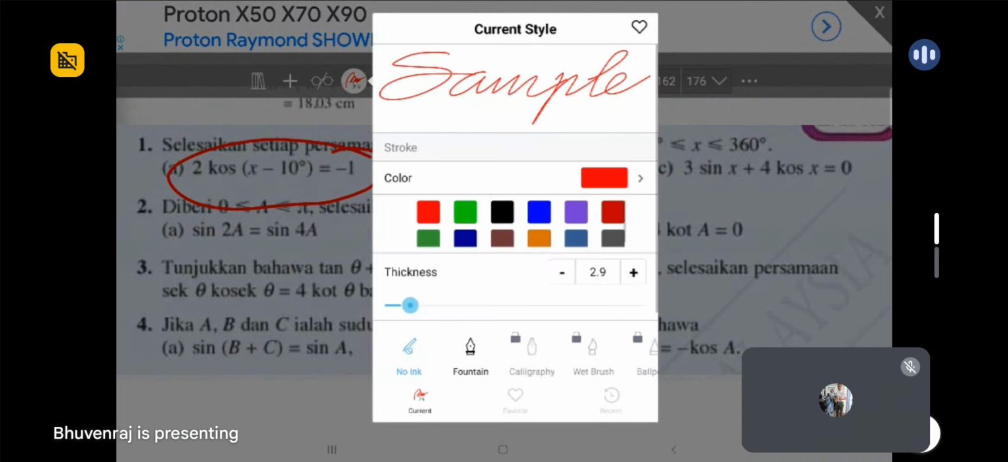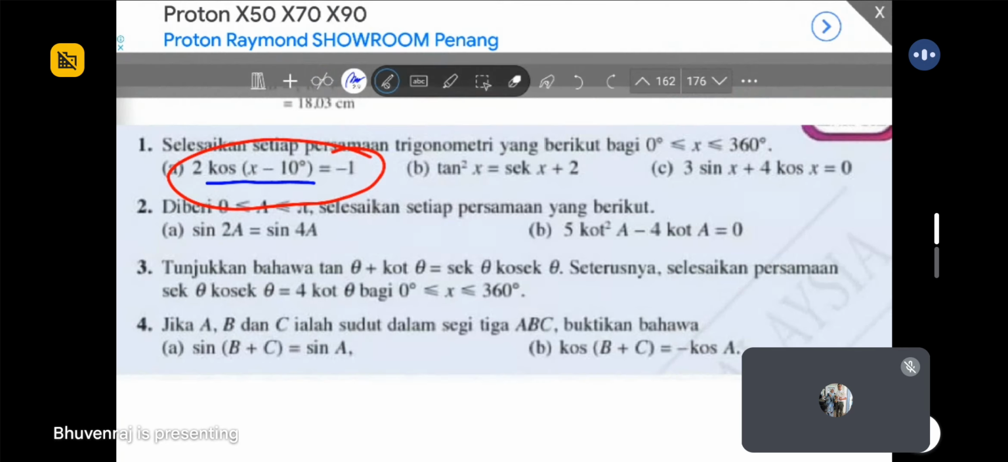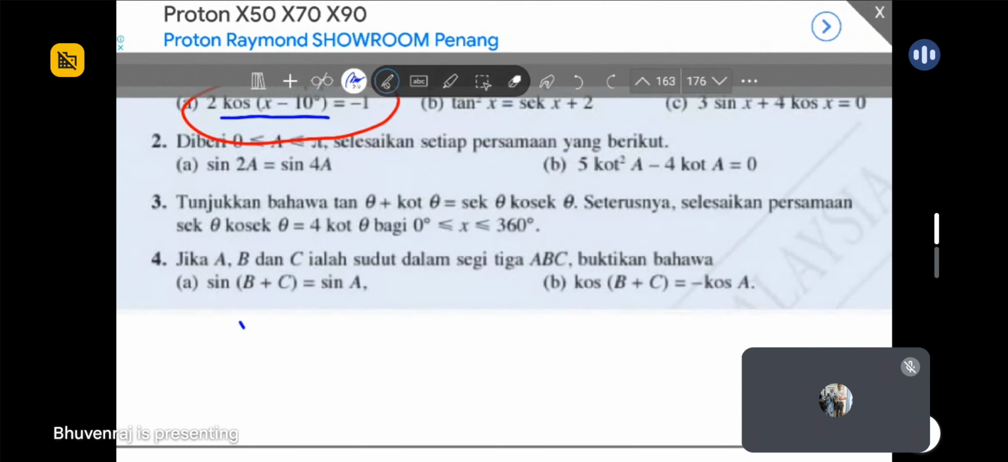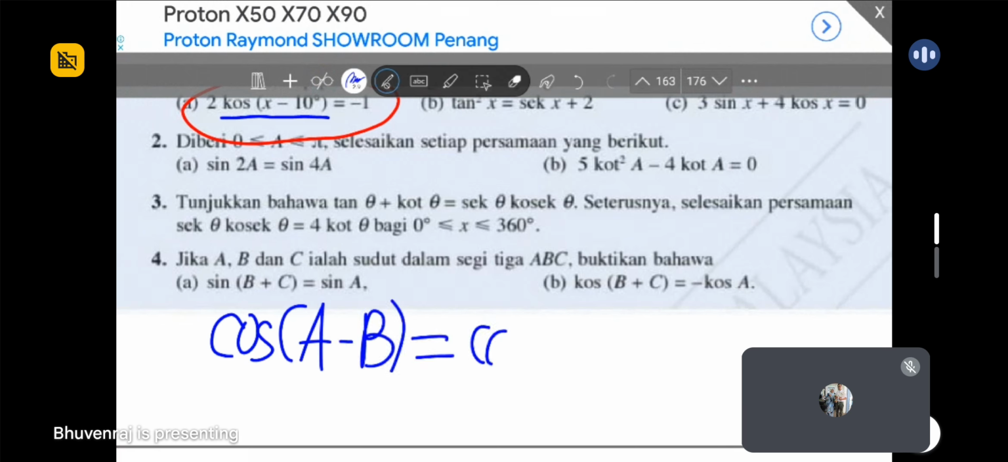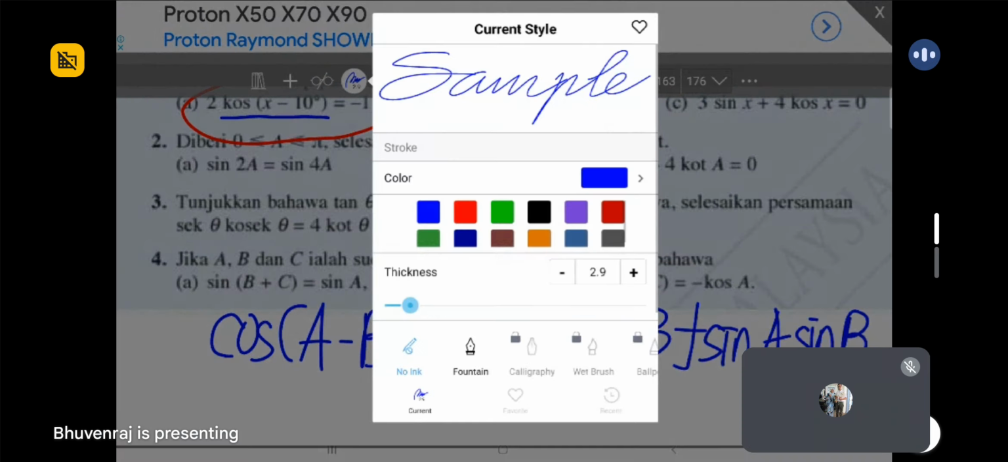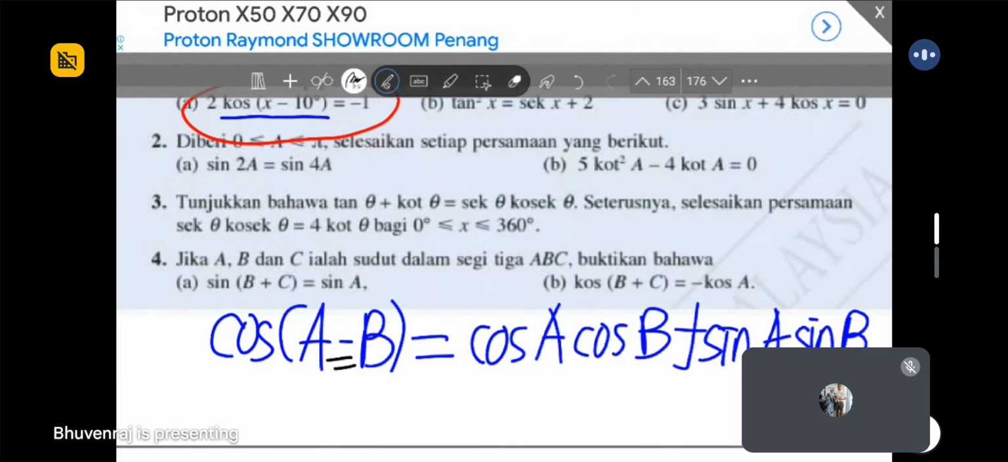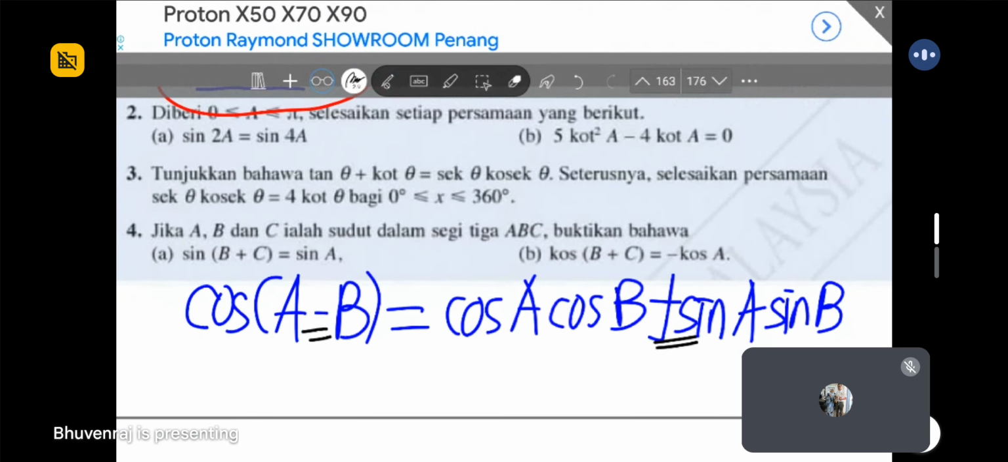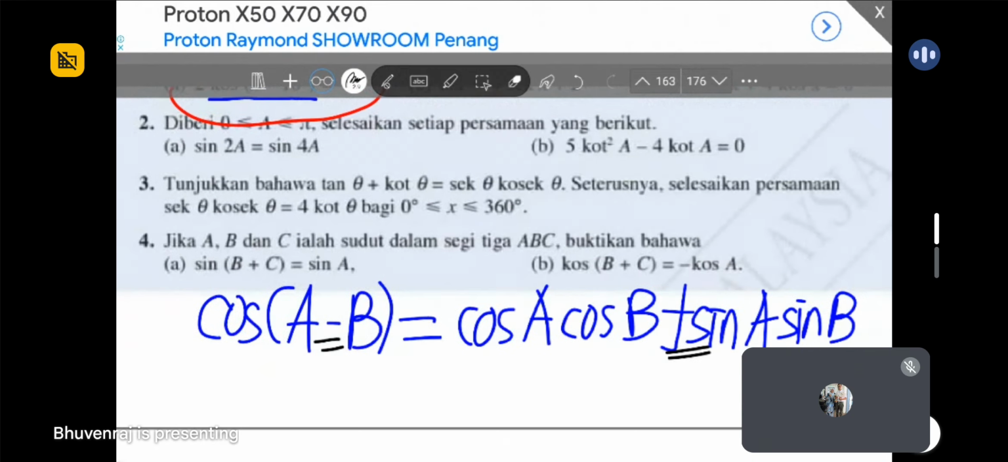So basically the concept is you must see this one, cos x minus 10. Kamu kena nampak yang ni. You have to use the formula cos A minus B, which is cos A cos B plus sin A sin B. This is the format that you must remember. Kena ingat. When you see a minus sign in between, outside you will have a plus sign. For cos it is always opposite. Dia adalah bertentangan.